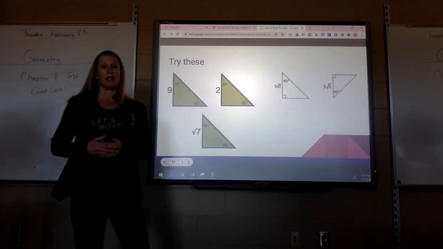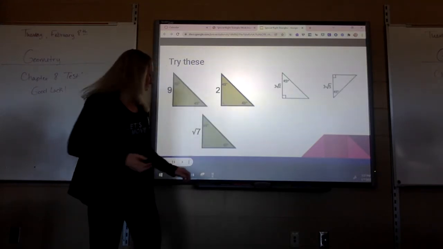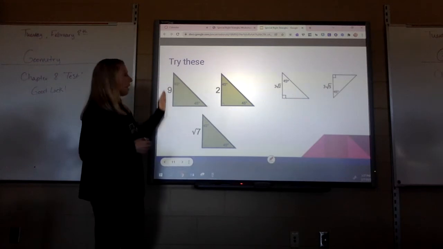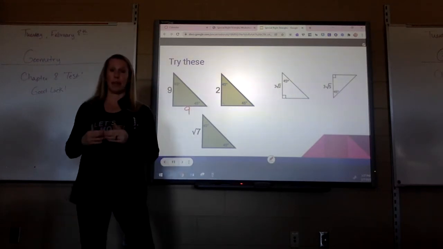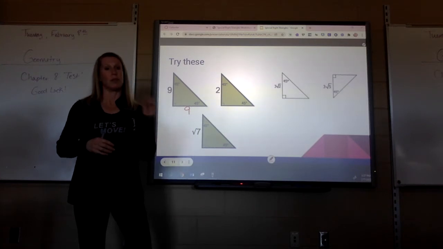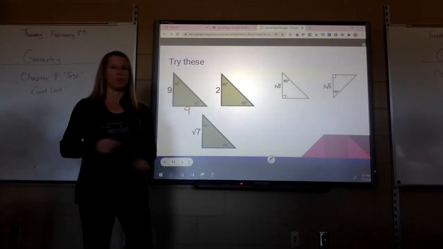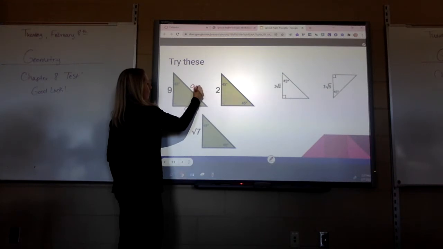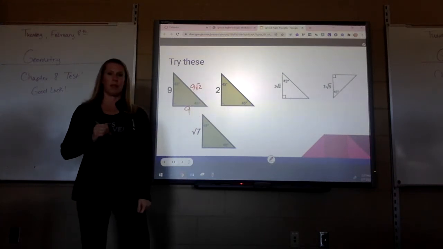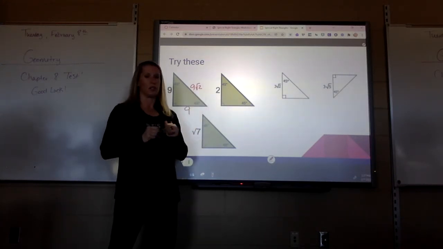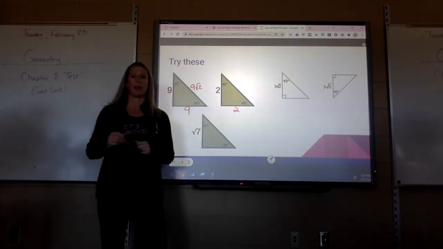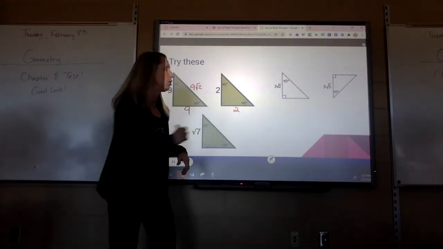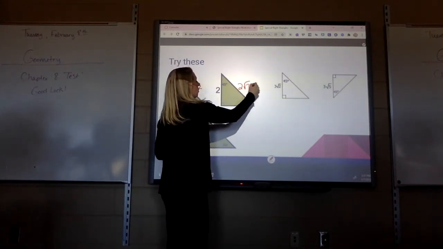So let's try some examples to make sure you got it. If this leg is 9, that would mean this leg is 9 because the legs are the same. The hypotenuse is always what the leg is times radical 2, so 9 radical 2. Look at this one. If this side is 2, what would this side be? 2. Hypotenuse is leg times radical 2, so 2 radical 2.